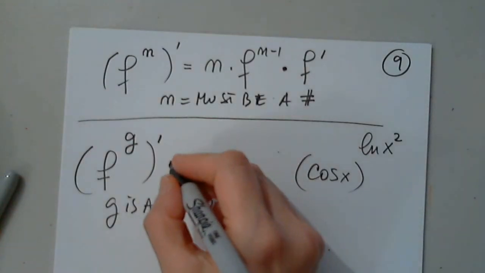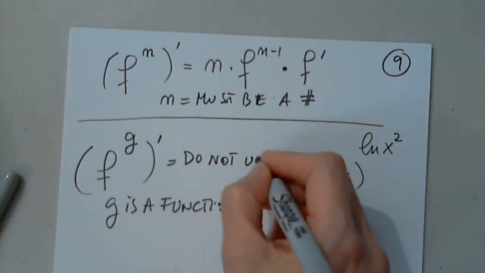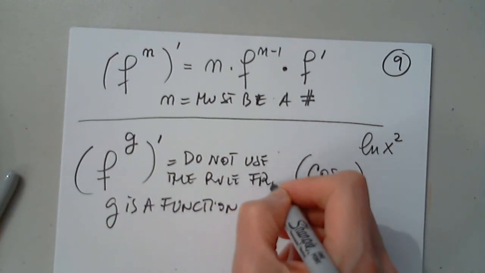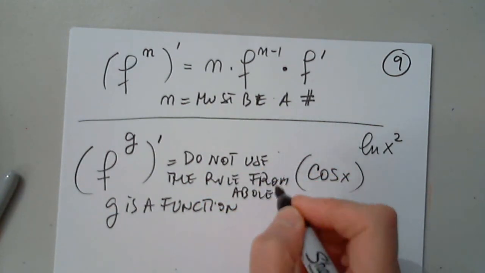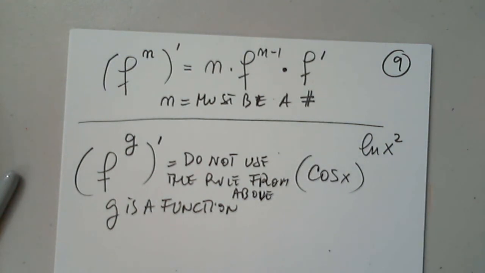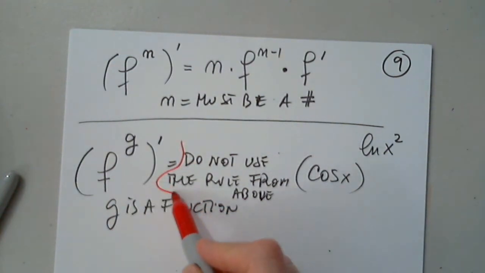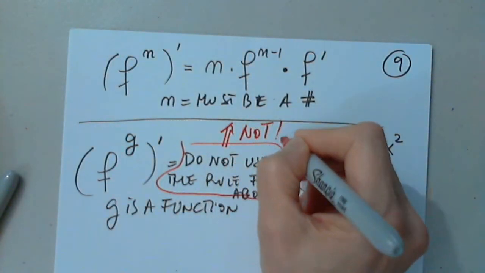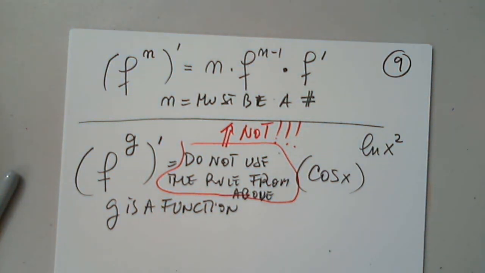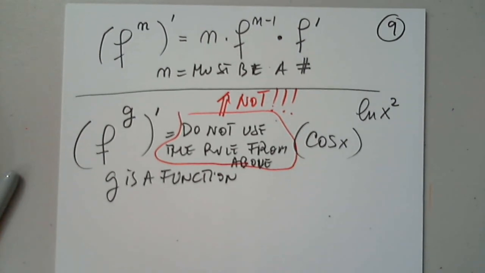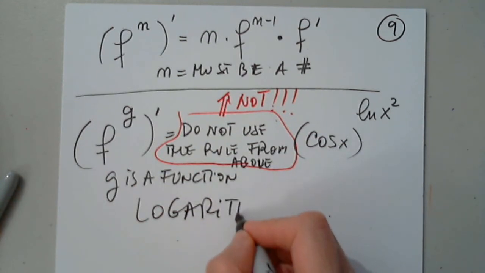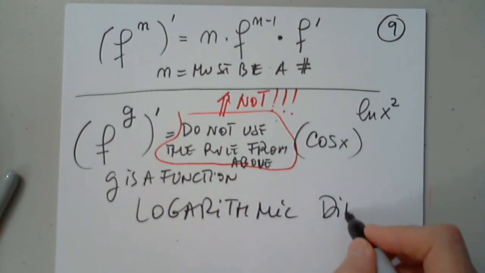One thing is certain. Do not use the rule from above. This is the first very important answer. Do not use the rule from above. Okay, so there is a long process here. It's called logarithmic differentiation.